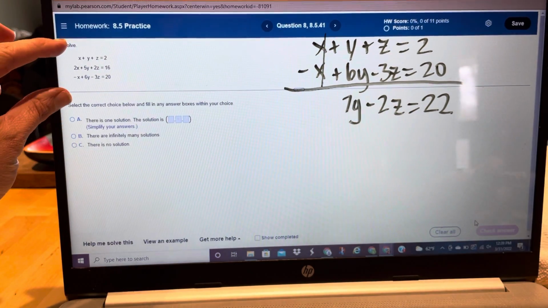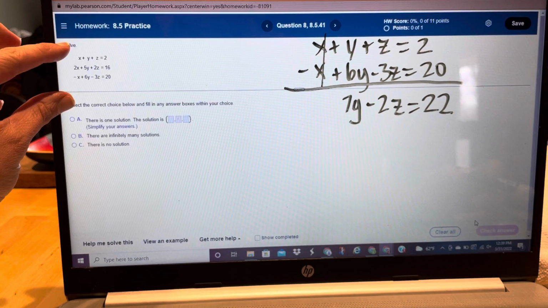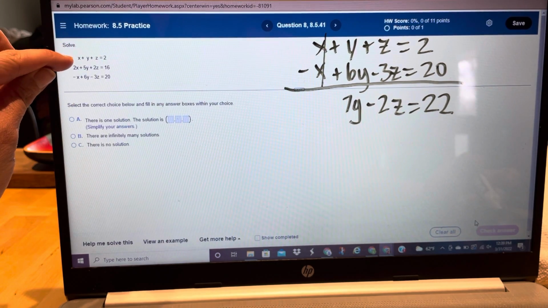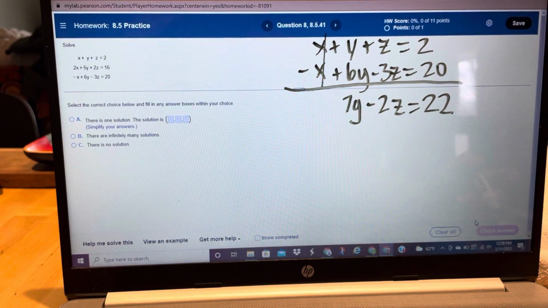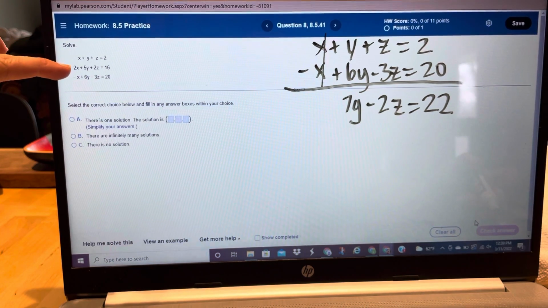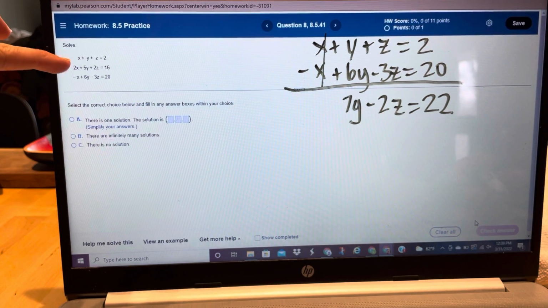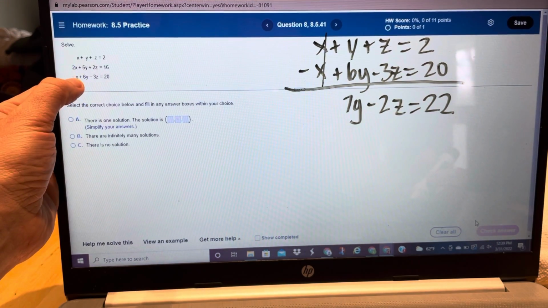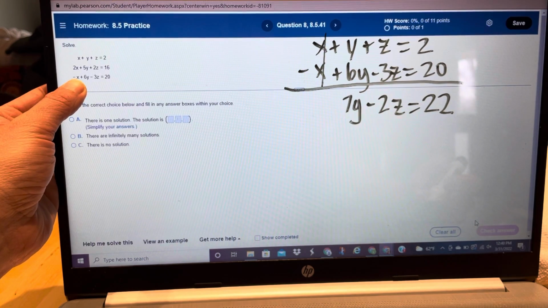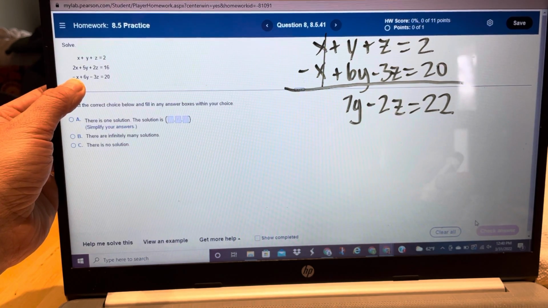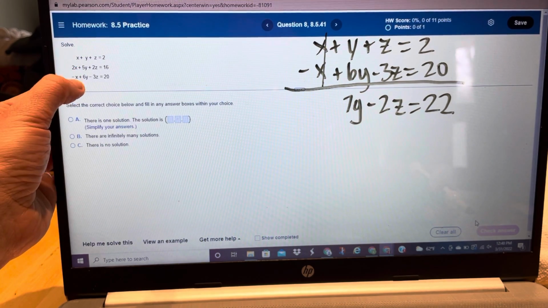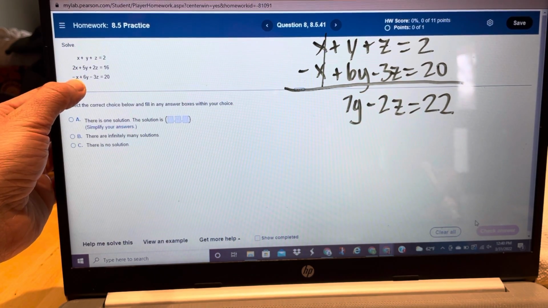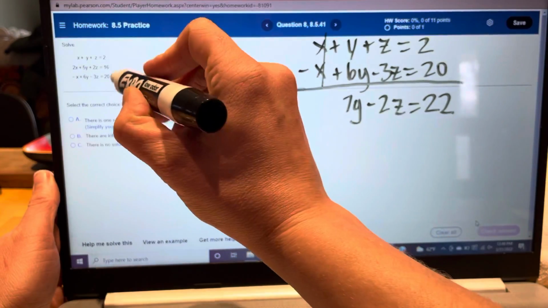So we want to go back over here and use a different combination to also eliminate the x's. So we could use this top one and the second one, or we could use a bottom one and the second one. Either one works. I know that I can multiply this bottom equation by positive 2 in order to cancel out the x's. So that's what I'm going to do. But you could use a different combination.